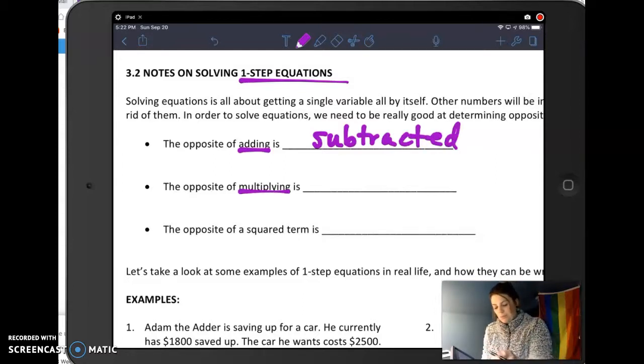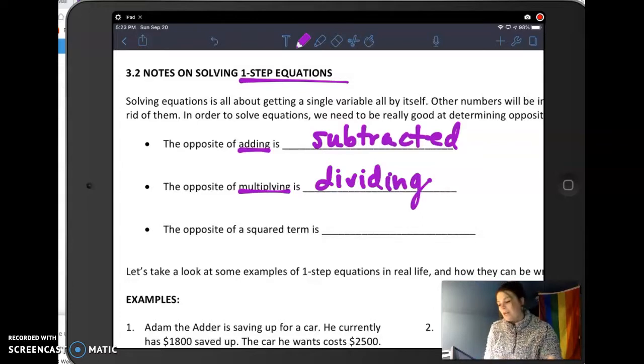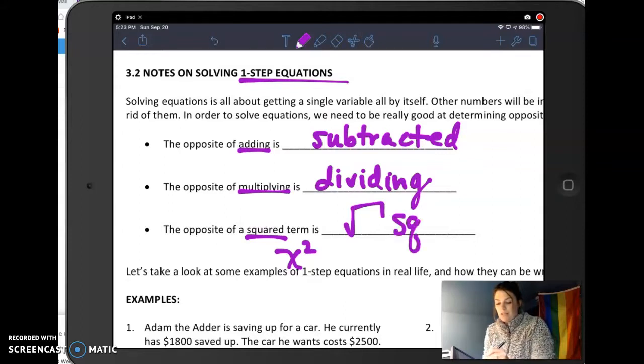The opposite of multiplying is dividing. So if you wanted to undo a multiplication, you'd divide. And then finally, we're going to be talking about squared, right? That's like x squared. If we wanted to undo a squared, we would do a square root, which looks like that, and it's spelled square root.